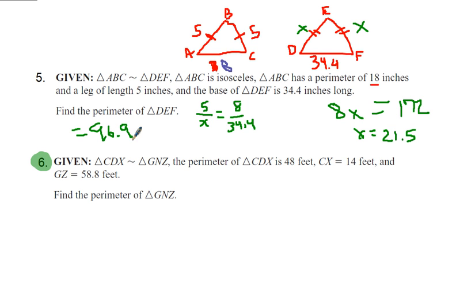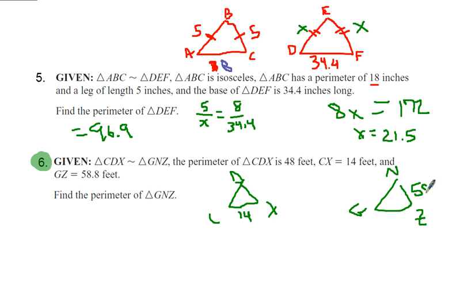96.9. Okay, so that's how you want to find those. You want to draw out the triangle. Same thing here. You're given the triangle CDX. You know its perimeter. You know what CX is right here, it is 14. And you're given that GNZ is 58.8. And from that, you want to try to find what's left and figure out how to solve this problem. So go ahead, do this one again, pause the video for a second, and solve it and see what you can get.